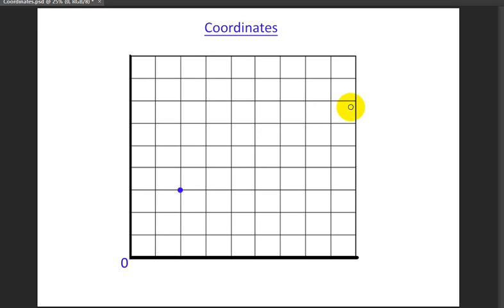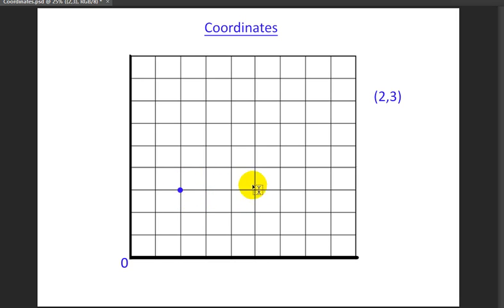And we have a special way of writing them in mathematics where we put parentheses. Inside the parentheses, we put a comma. First, we write how many steps we need to take to the right, beginning from the 0. So how many steps to the right? That would be 2. And then we write how many steps we need to go up. So it's 1, 2, 3. And those are the coordinates of that point.